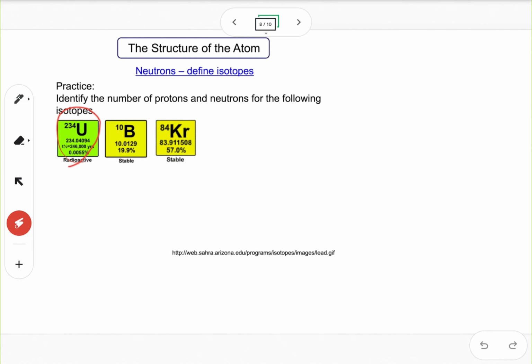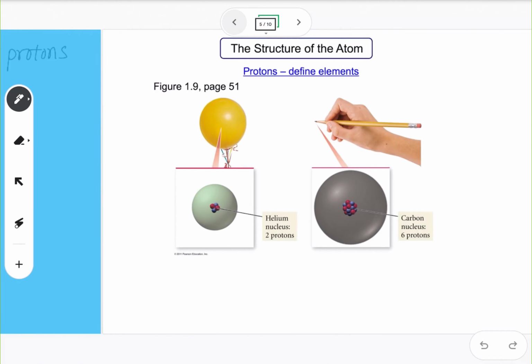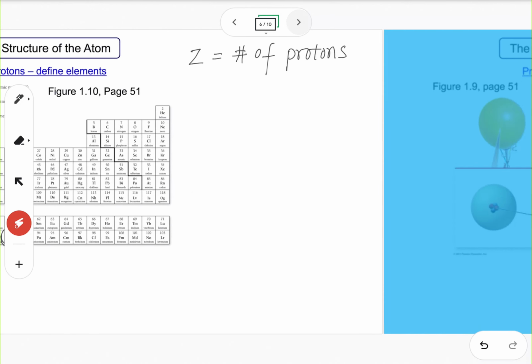First one, uranium-234. Well, how do we deal with this problem? Remember, uranium-234, let me write it here, 234. The number of protons of uranium can be identified from the periodic table, remember? So let's go back to the periodic table we had. If you take a look where uranium is, it's right here. It is labeled as 92, so that means it has 92 protons.